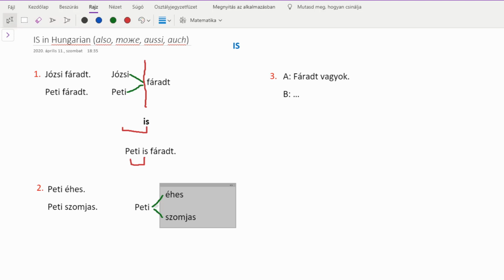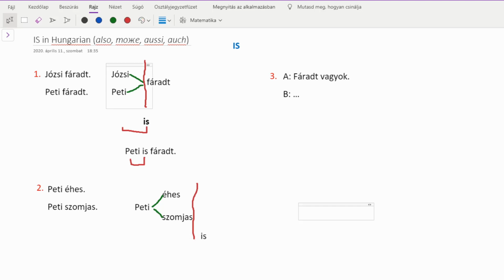and we place the "is" word after the two possible conditions. So I would place the word "is" here. So the solution is that here is the division. Sorry, I put this in the wrong place. Szomjas is. So after the two options, I would place the word "is".